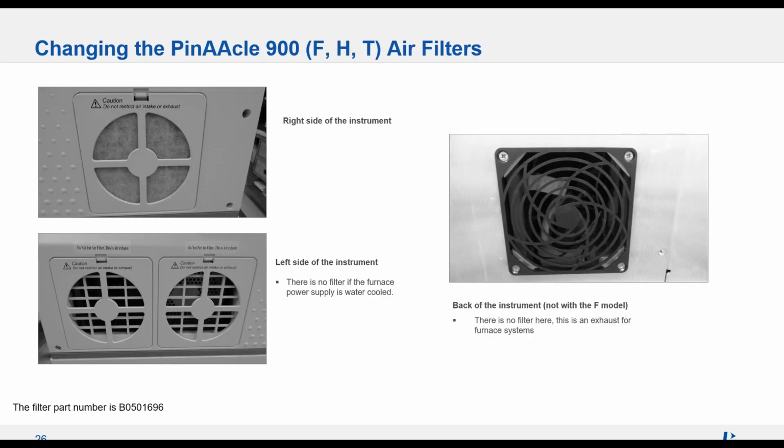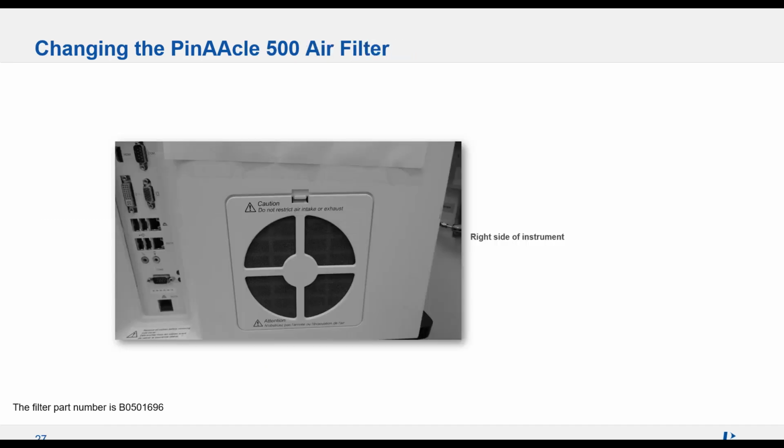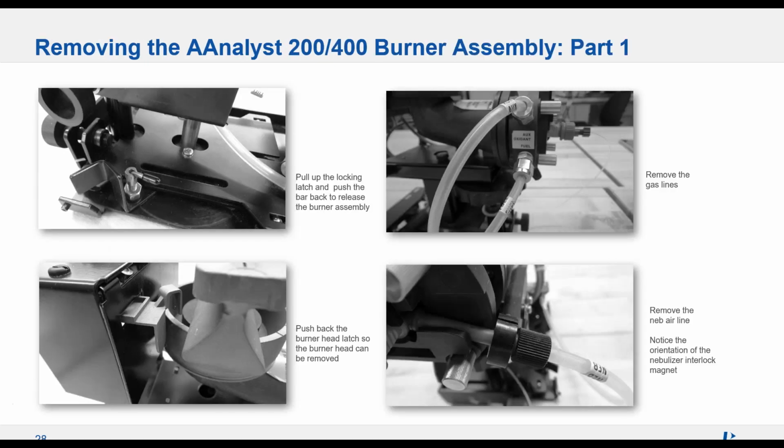Now, on the PinAcle 900, you have the filter on the right-hand side. On the left-hand side of the instrument, if you have a water-cooled ASCOM power supply, you don't put any filters in the filter holder. If it's an air-cooled ASCOM power supply, that's the furnace power supply, then you do need filters. And in the back of the instrument, if you have a furnace unit, all that is an exhaust, so there's no filter there either. And this is the location of the air filter on the PinAcle 500. This is on the right-hand side.